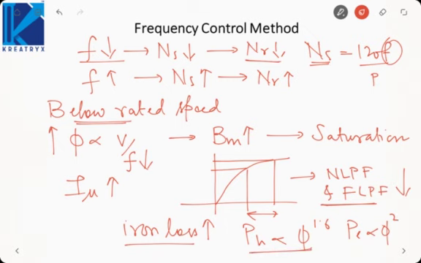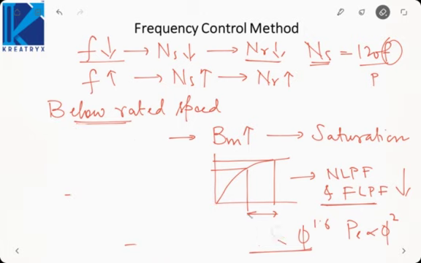So these are the disadvantages of pure frequency control. Pure frequency control means only controlling the frequency in the case of an induction motor. If you just decrease the frequency, the flux will increase, which will cause a decrease in the power factor as well as an increase in the iron loss. So it is undesirable. What we must do is maintain the flux constant.